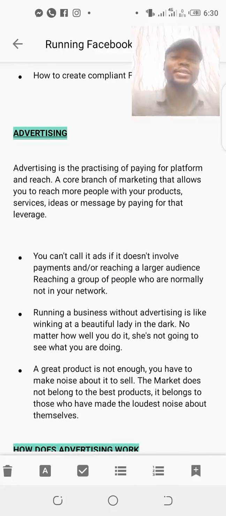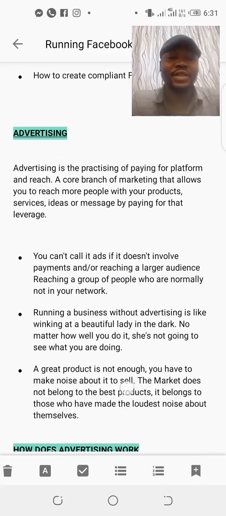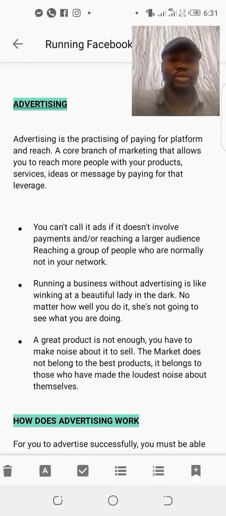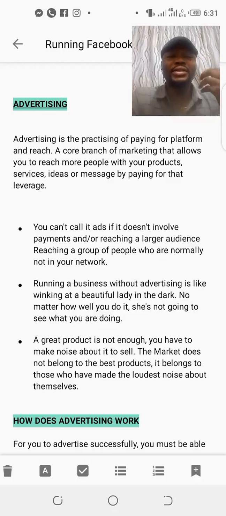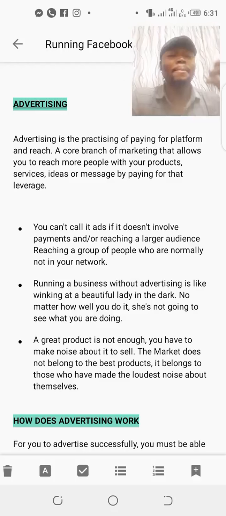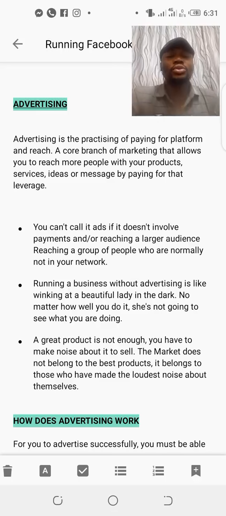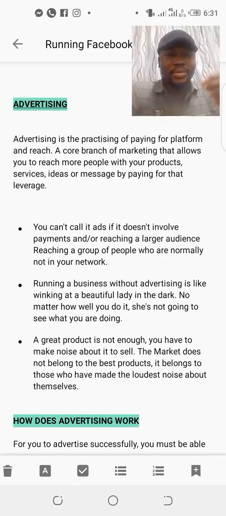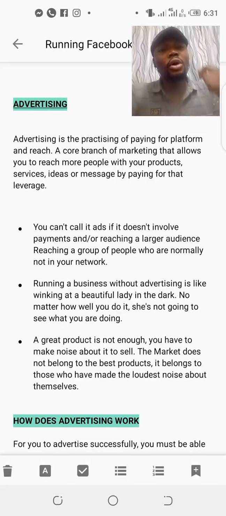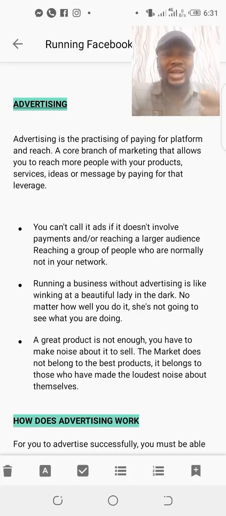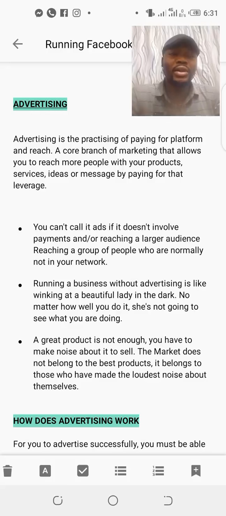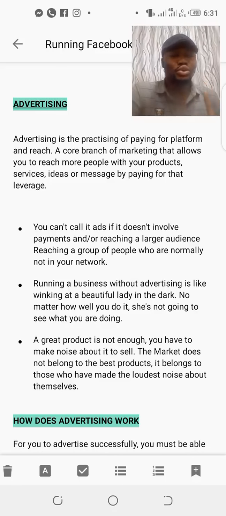What is advertising? Let's start from there. Advertising is the practice of paying for platform and reach, a core branch of marketing that allows you to reach more people with your products and services, ideas or message by paying for that leverage. Of course, you don't have this particular audience, but you're paying in order to reach them. In fact, most likely your ideal customers are not in your current network. I mean the larger part of them are not in your current network, so you need to pay in order to reach where they are.